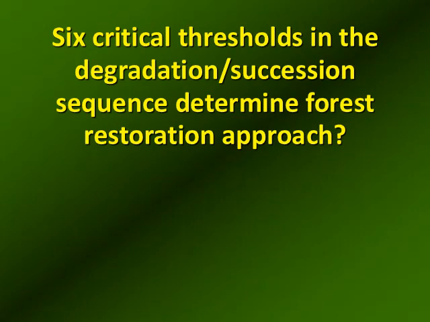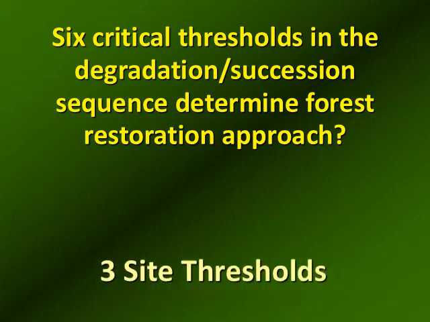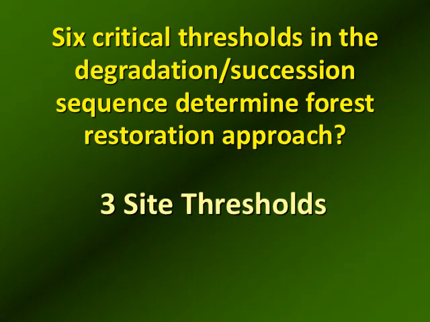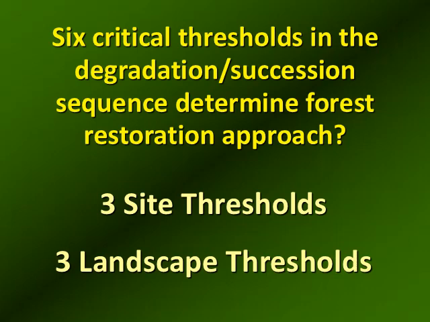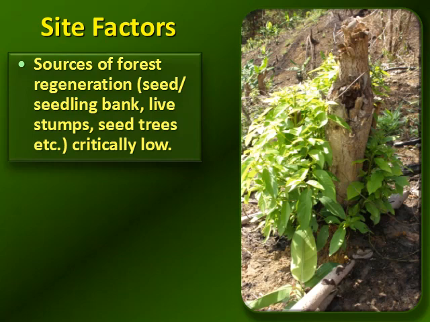We believe that there are 6 critical thresholds in this degradation succession sequence which largely determine the particular kind of forest restoration technique that should be applied. 3 of these critical thresholds relate to the actual site where you're going to plant your trees, and 3 of these critical thresholds relate to the landscape which actually surrounds the restoration site. So let's deal with the site factors first.